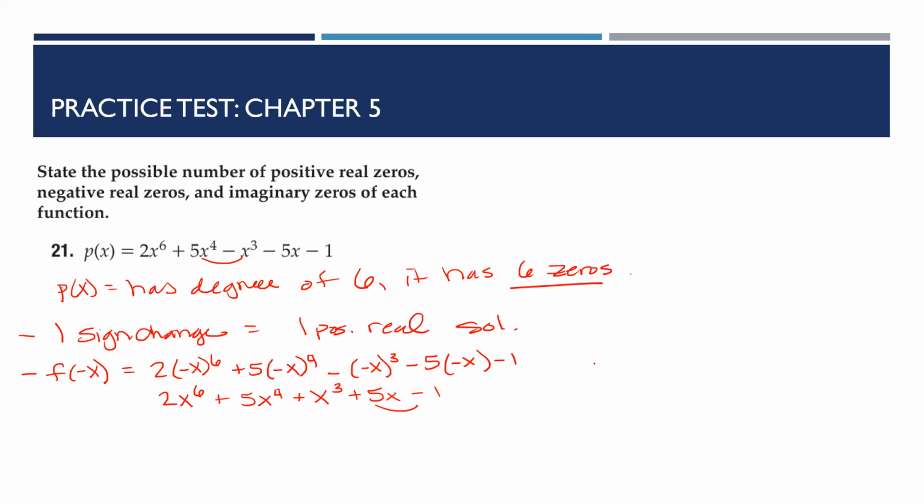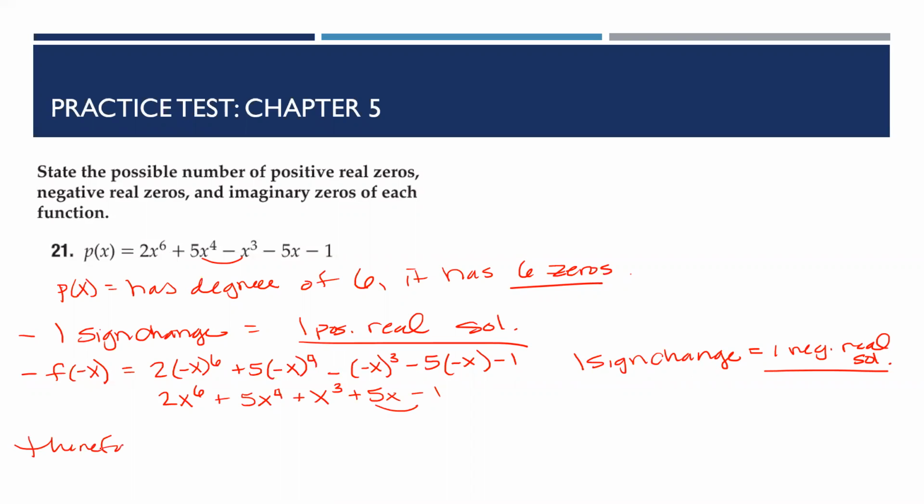So therefore, one sign change equals one negative real solution, okay? So I've got one positive real, one negative real. So therefore, since there are 6 total, one is a positive real solution and one is a negative, then there are 4 imaginary solutions. Okay, so 6 total, 1 positive real solution, 1 negative real solution, and then 4 imaginary solutions.